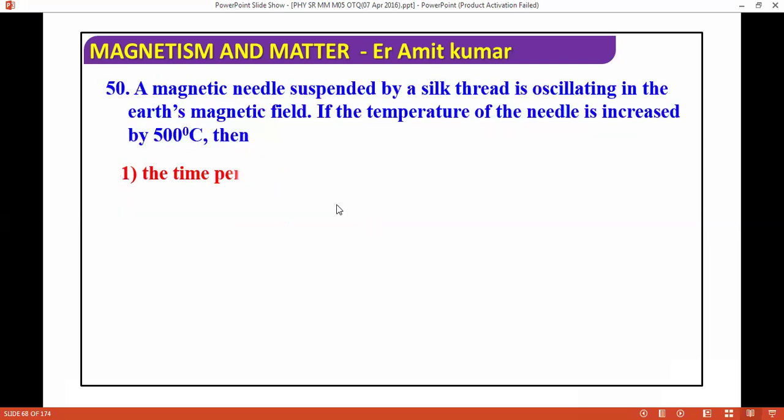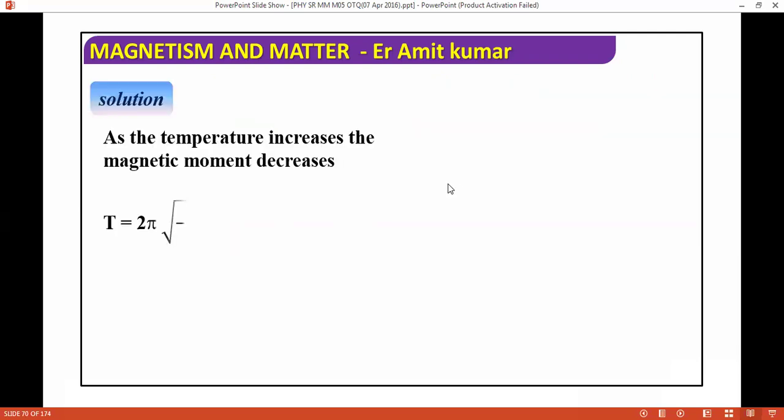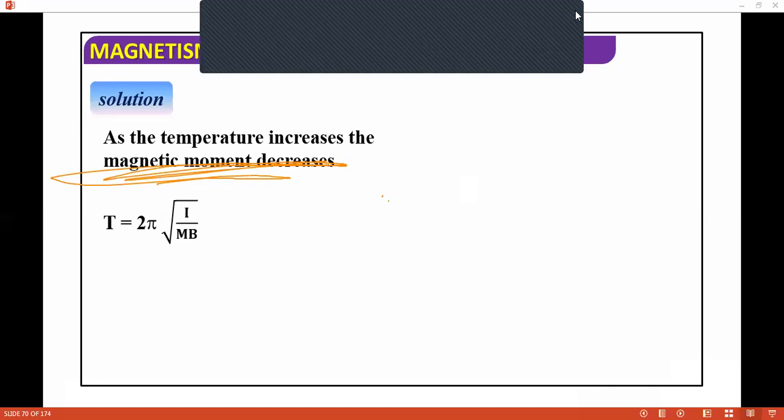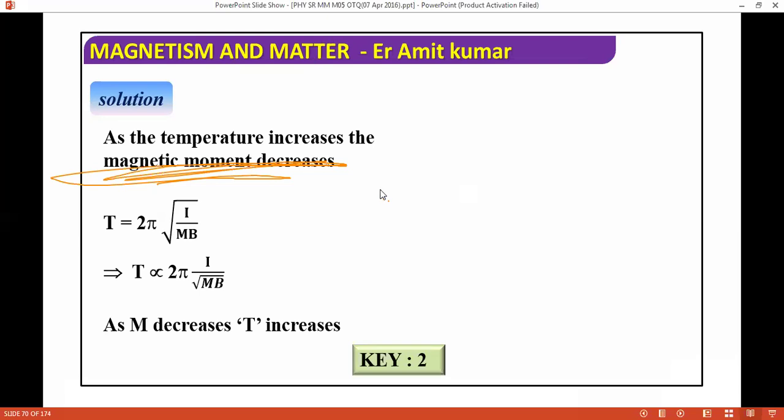Next question: a magnetic needle suspended by a silk thread is oscillating in the Earth's magnetic field. If the temperature of the needle is increased by 1500 degrees Celsius, then the time period increases, remains unchanged, or the needle stops vibrating. What is happening here? As the temperature increases, the magnetic moment decreases, and as the magnetic moment decreases, the time period increases. Do you agree? T equals 2 pi root of I by MB, so as the magnetic moment decreases, the time period increases.